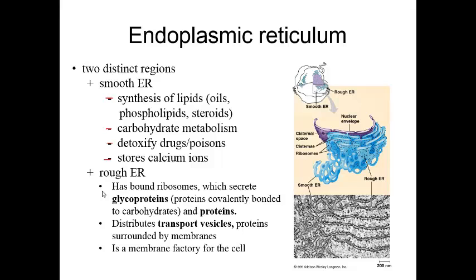When the rough ER secretes or releases a protein, it's going to release it using a transport vesicle. That transport vesicle is going to move the protein from the rough ER over to our next organelle, the Golgi apparatus. Besides functioning in protein synthesis, the rough ER is also going to be responsible for the production of phospholipids. It's a membrane factory for the cell.